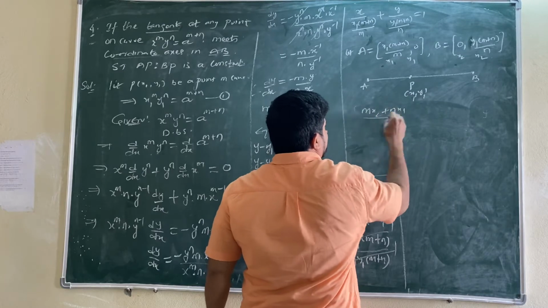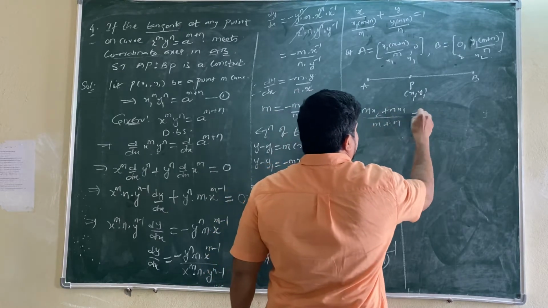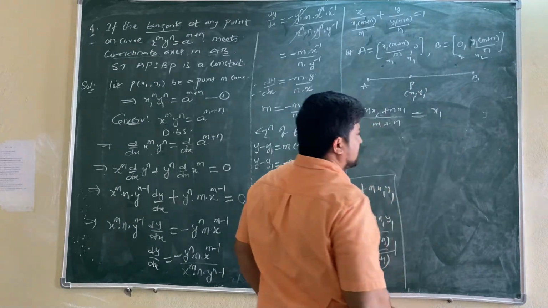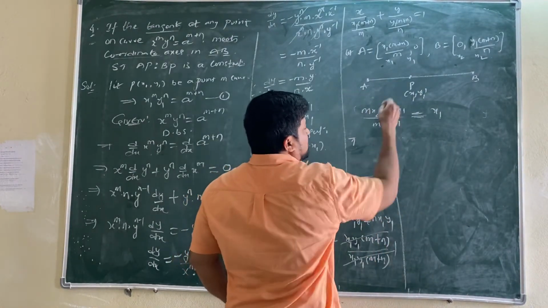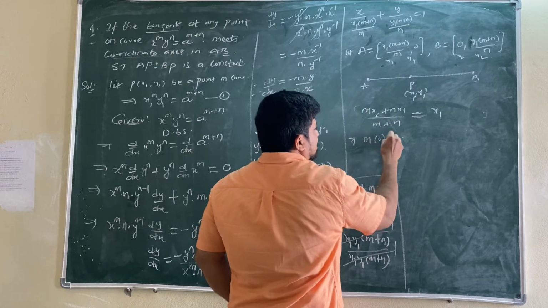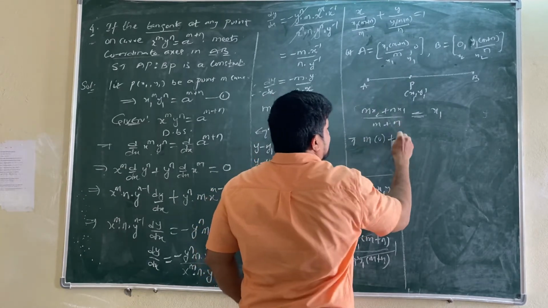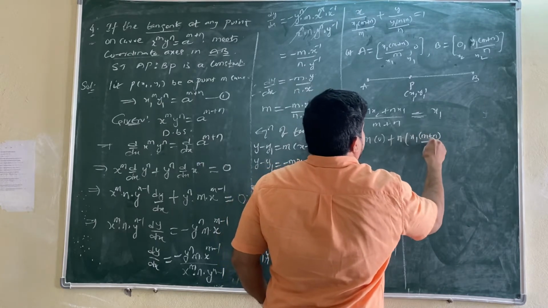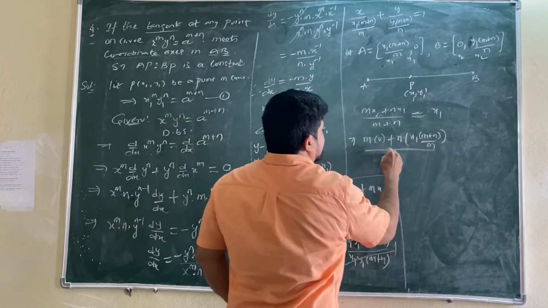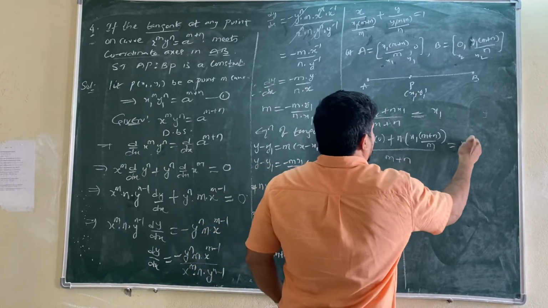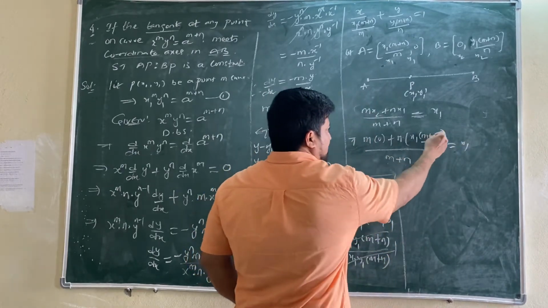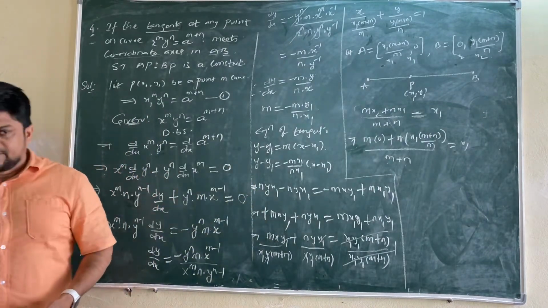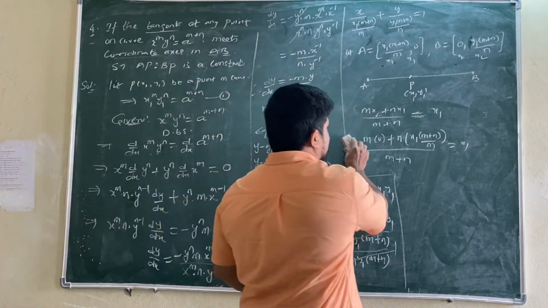mx2 plus nx1 by m plus n equals to first value. Here x2, what is x2? M into 0 plus n into what is x1? N into x1 into m plus n by m plus n. Because we have m, n here also in coefficients, that's why we will not use this formula. So indirectly, what formula I said you to use?